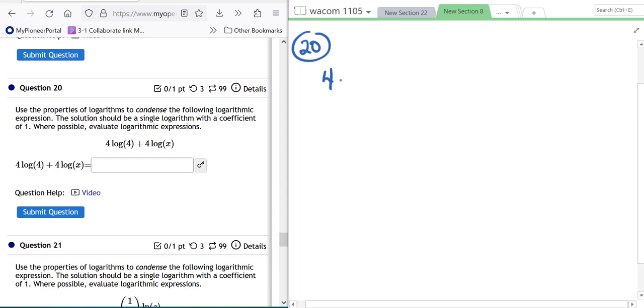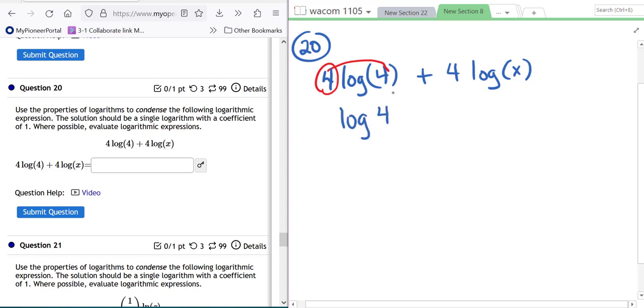Alright, so we have 4 log of 4 plus 4 log of x. Alright, and so we're going to put this 4 back on. It is an exponent. So we have the log of 4 to the 4th. And this one goes back on. Is the log of x to the 4th.